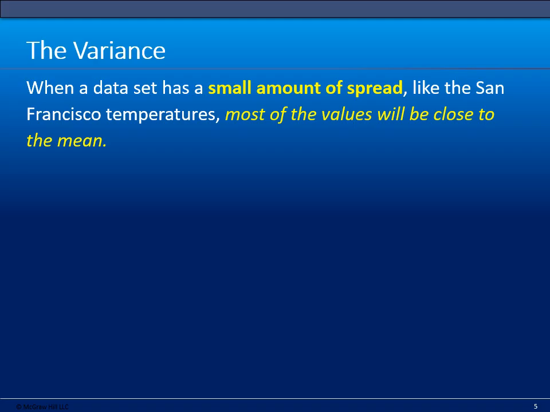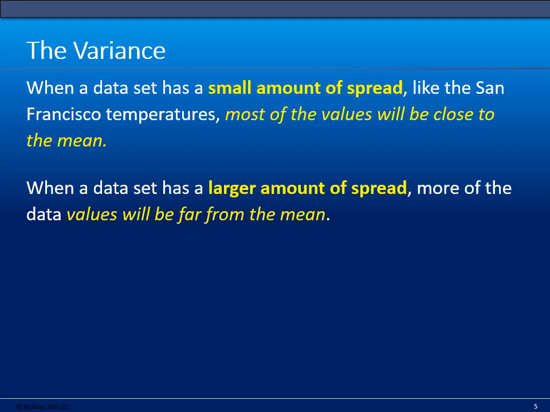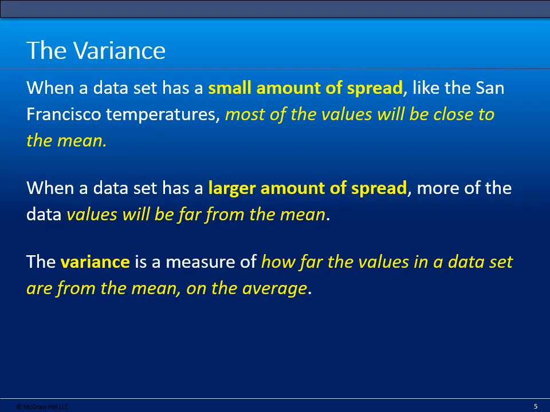When a data set has a small amount of spread, like the San Francisco temperatures, most of the values will be close to the mean or the average value. When a data set has a larger amount of spread, a larger range, more of the data values will be far from the mean. The variance is a measure of how far the values in a data set are from that mean on the average. So it's kind of like an average range, if that makes any sense.